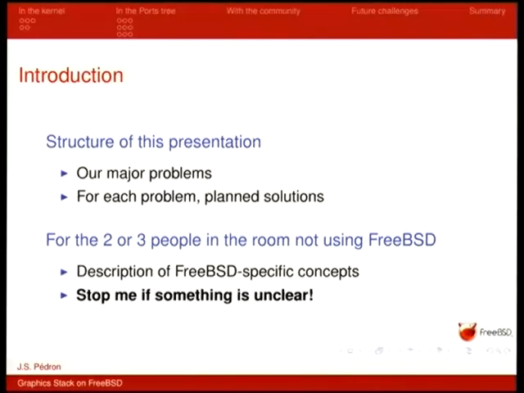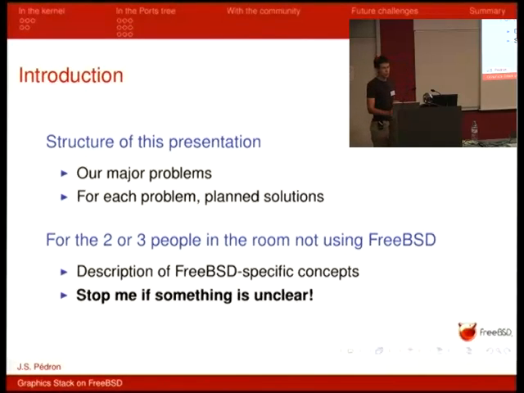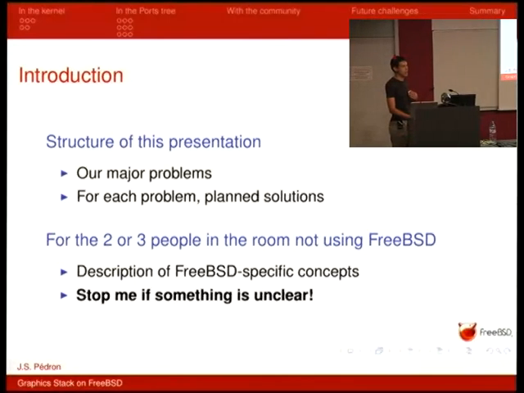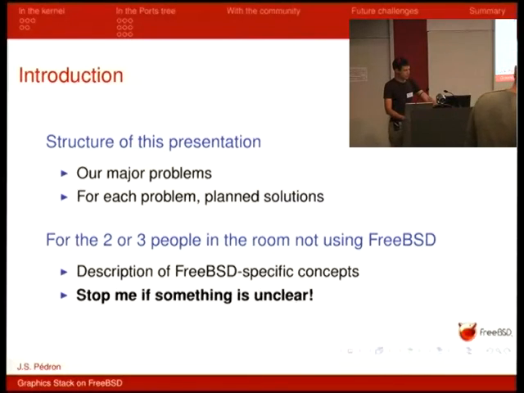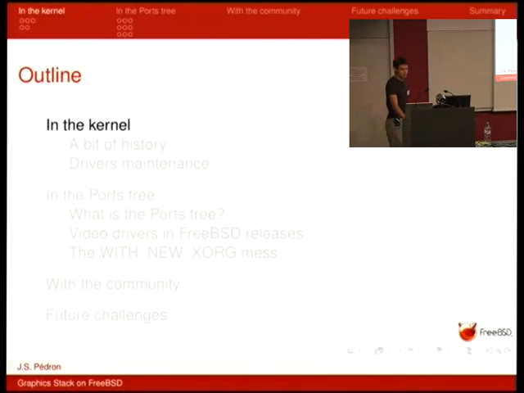I'm going to talk about the two major problems we have in FreeBSD, and for each of them, I'll describe what we are doing right now or planning to do. I'll continue with the impact they have on our relation with the community, you, and I will conclude with the future challenges once those issues are resolved. Throughout the presentation, I'm going to explain some concepts specific to FreeBSD, but if something is unclear for you, please interrupt me. So let's start with the kernel.